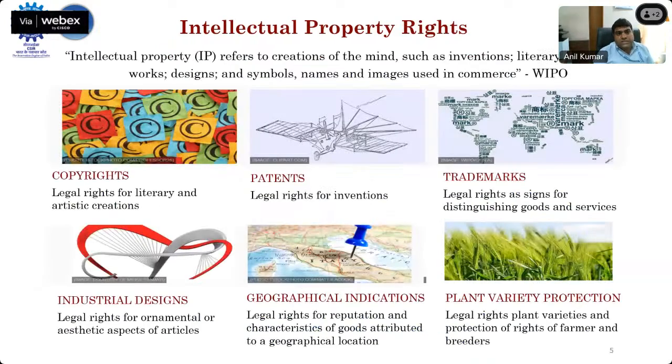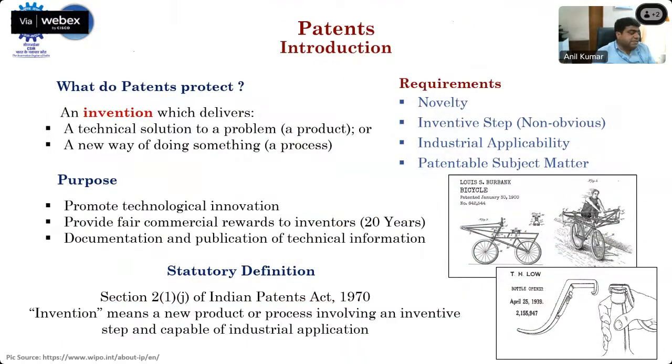And when we talk about intellectual property rights, the kind of rights that we have, these intellectual creations are basically governed by various statutes, and the subject domains are copyrights, patents, trademarks, industrial designs, geographical indications, and plant varieties. So we'll be going one by one and discussing all these tools in detail in future. Okay, so the first tool that we are going to discuss is patents.